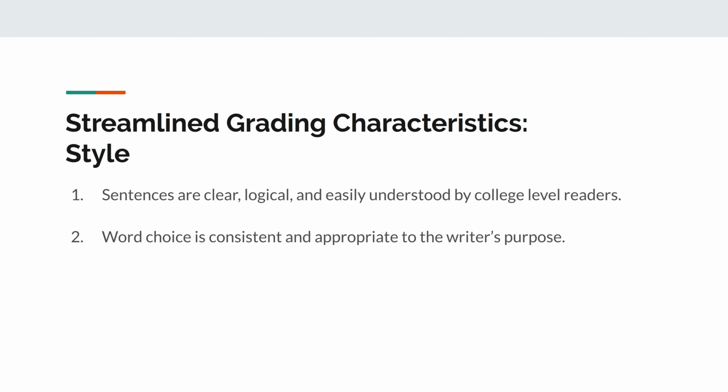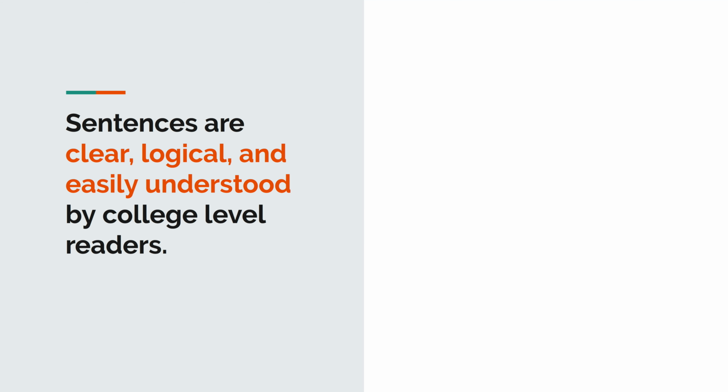So what exactly does that mean? The first element really focuses on making sure that your sentences make sense. Are they clear? Are they logical? Are they easily understood? As readers, we don't want to get stuck in your sentences or get lost. And so as a writer, your job is to make sure that your sentences are clear and logical to help us move through your essay.